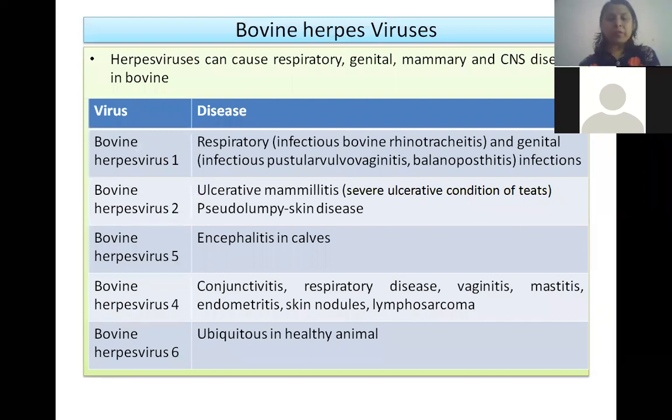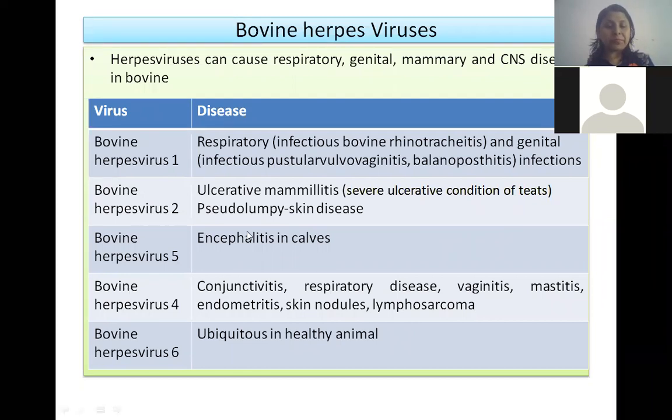Coming to the bovine herpesviruses, these herpesviruses can cause respiratory, genital, mammary, and central nervous system diseases in bovines. Important herpesviruses are bovine herpesvirus 1, which causes respiratory or genital disease in the form of infectious bovine rhinotracheitis or infectious pustular vulvovaginitis, or in males balanoposthitis. Bovine herpesvirus 2 causes ulcerative mammillitis, a severe ulcerative condition of the teats, and also causes pseudo lumpy skin disease in bovines.